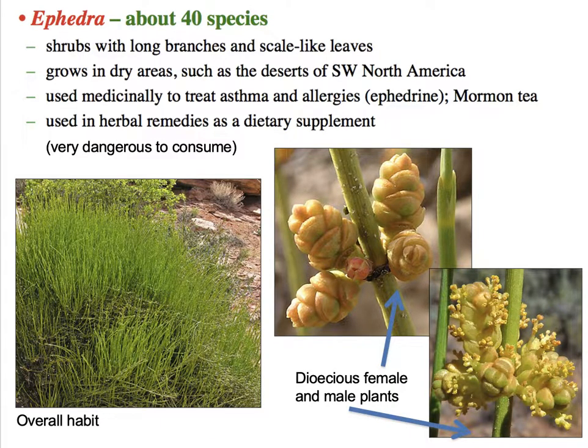Next up is the genus Ephedra. There's 40 species worldwide, and we have this very commonly found in the deserts of California. It's a shrub with long branches and scale-like reduced leaves. It is dioecious, where we have some plants that are male cones and some plants with female cones. And it can be used in herbal remedies and as a dietary supplement, but it's very dangerous to consume, so be very careful. For example, you might have heard of the drug called Sudafed that has the compound pseudoephedrine in it, which comes from this plant.